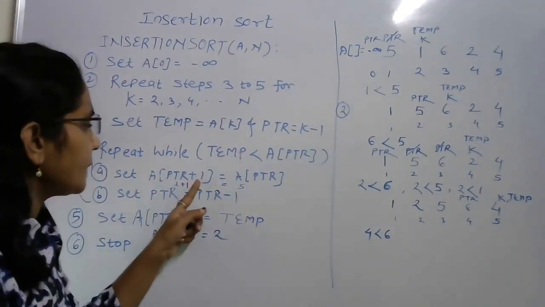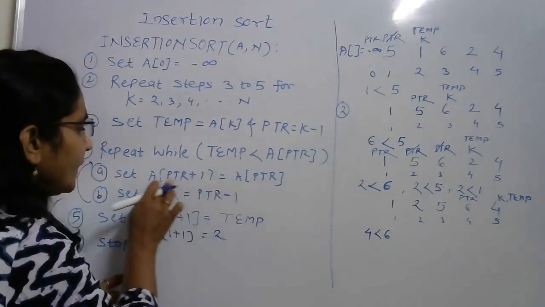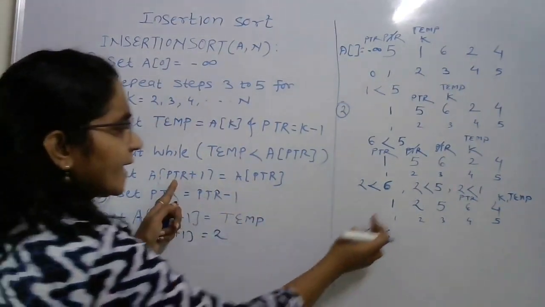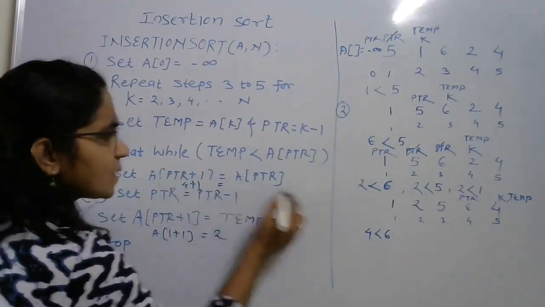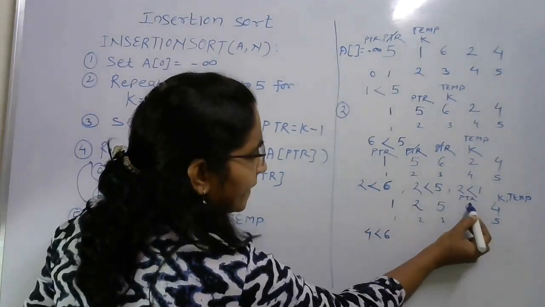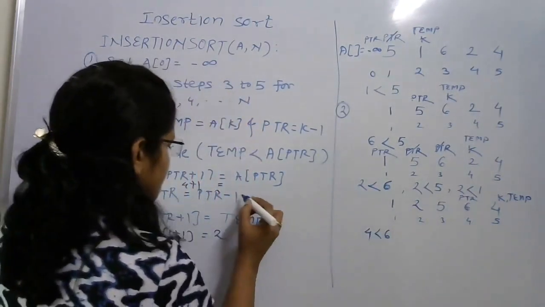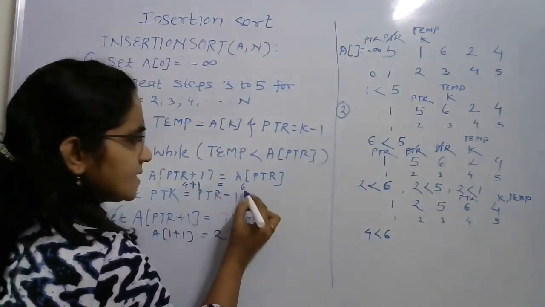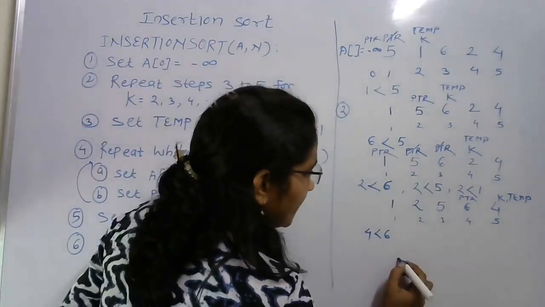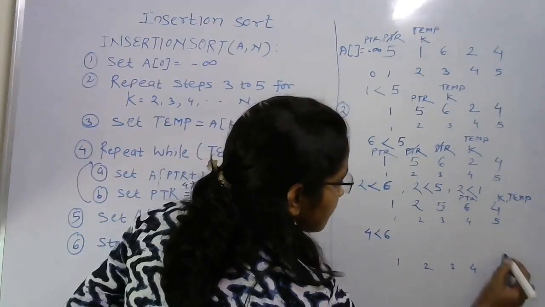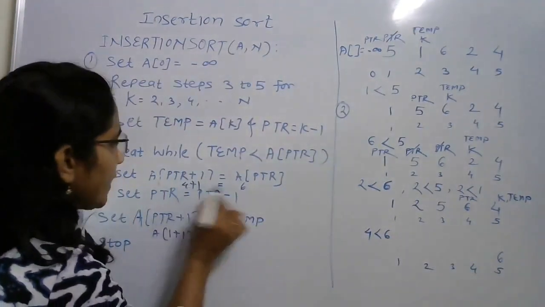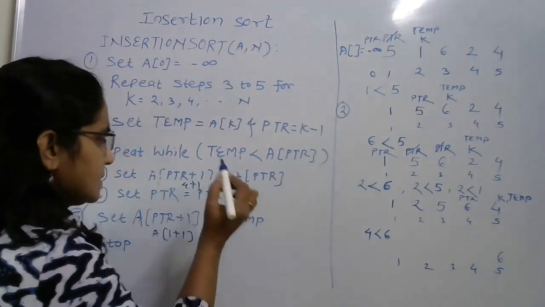Set A of PTR plus 1 equal to A of PTR. What is the value of PTR? The value of PTR is 4. So 4 plus 1, that is 5, is equal to A of PTR. The content of A of PTR is 6. So A of 5 is equal to 6. So the new value at 5 becomes 6. See, A of 5 is equal to 6.